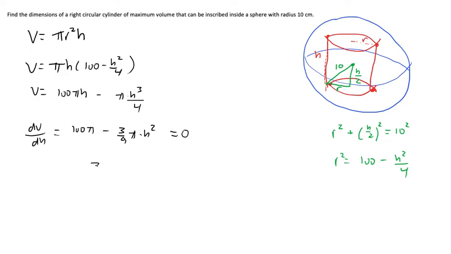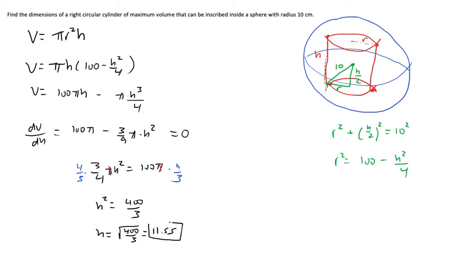So we get 3 over 4 pi h squared equals 100 pi. The easiest thing to do is multiply by 4/3 on both sides, and we see that the pi's cancel out. So we end up with h squared equals 400 over 3. Once we take the square root, h becomes the square root of 400 over 3, which as a decimal is approximately 11.55. And that is the height of this cylinder.